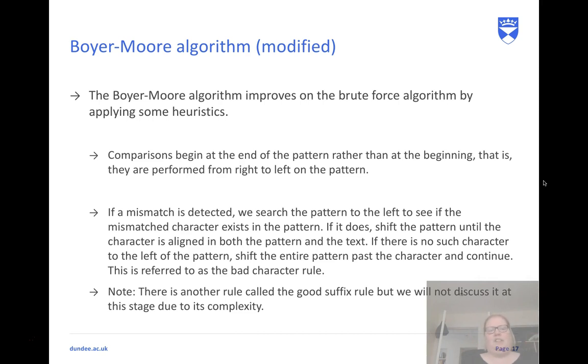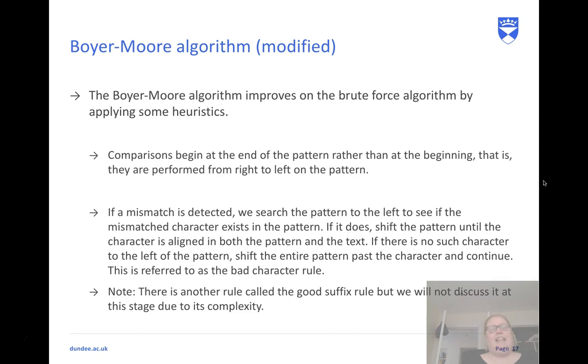The way the Boyer-Moore algorithm really improves on the brute force algorithm is by applying some heuristics. So the heuristic we're going to look at compares the end of the pattern rather than the beginning. That is, the comparisons are performed from right to left in the pattern rather than from left to right. So they start at the end of the pattern rather than the beginning. That's what I'm trying to say. Great.